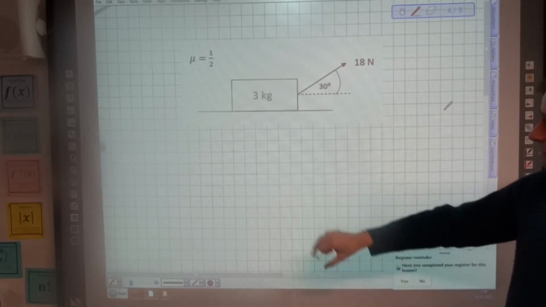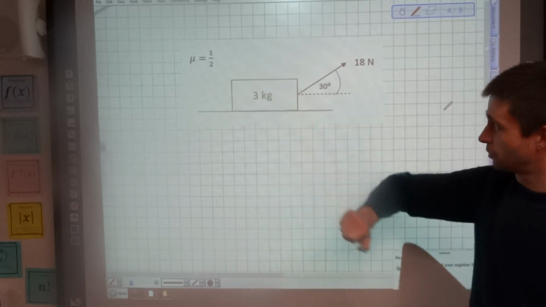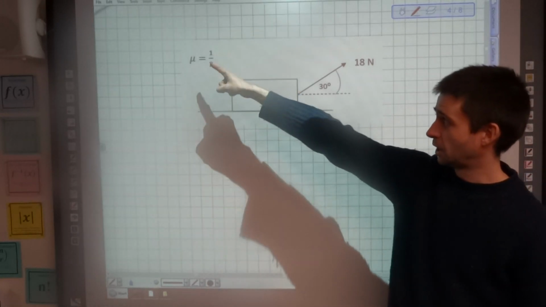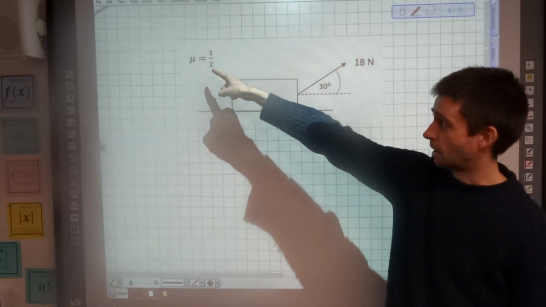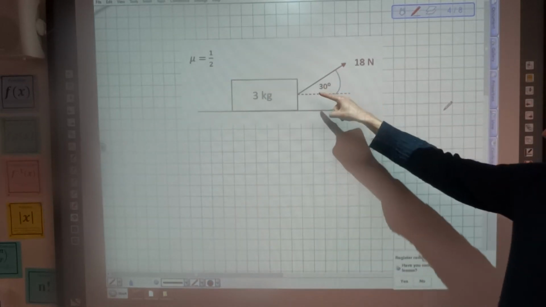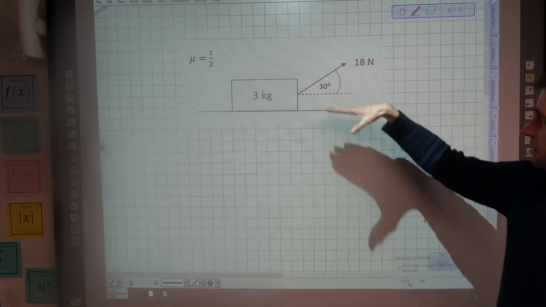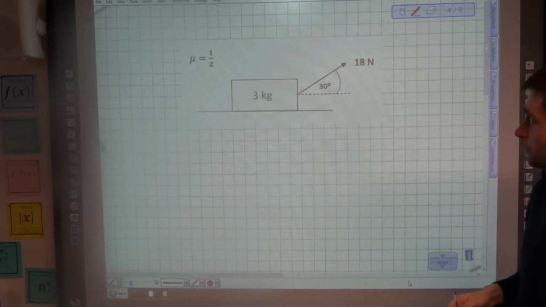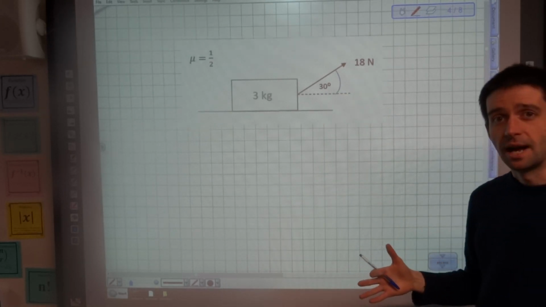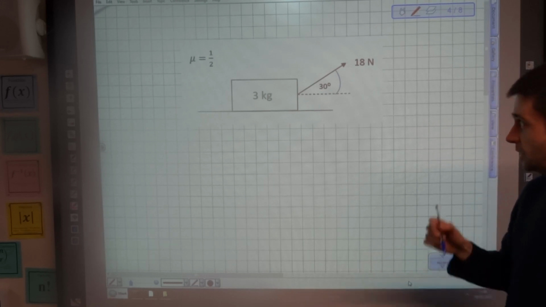So here we are, we have a box with a mass of 3 kilograms. We are given that the coefficient of friction is 1/2, and we have a force of 18 newtons acting at an angle of 30 degrees to the horizontal. And what I'm going to do is find out the value of the acceleration.